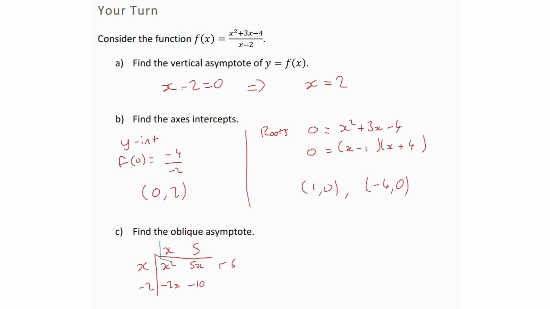But we don't actually care about the remainder. All we care about is this quotient. So our oblique asymptote is y equals x plus 5.